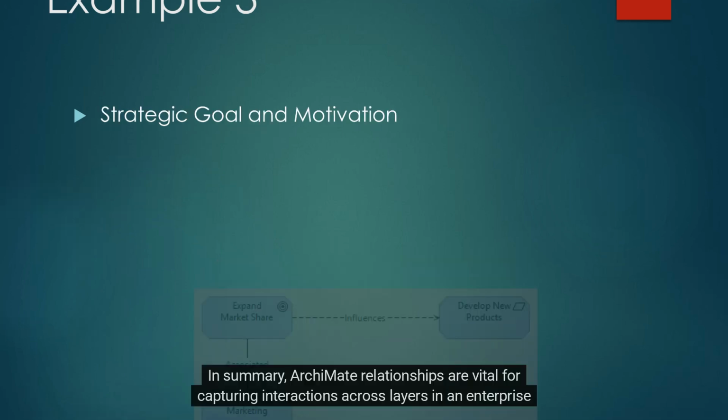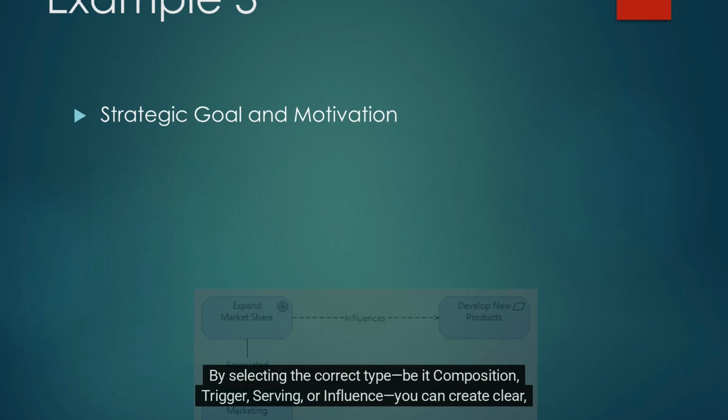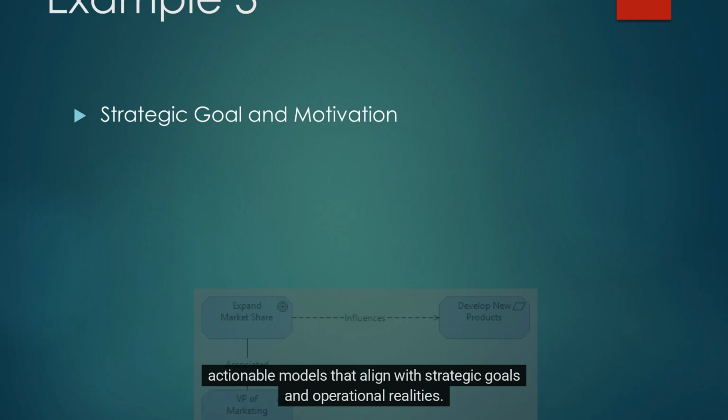In summary, ArchiMate relationships are vital for capturing interactions across layers in an enterprise architecture. By selecting the correct type, be it composition, trigger, serving, or influence, you can create clear, actionable models that align with strategic goals and operational realities.